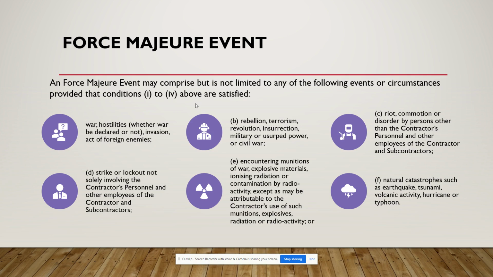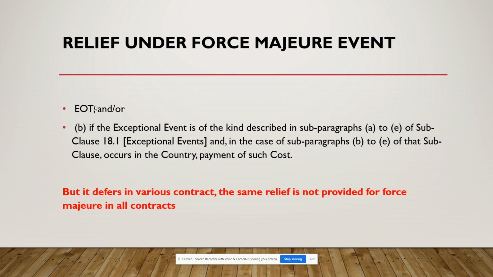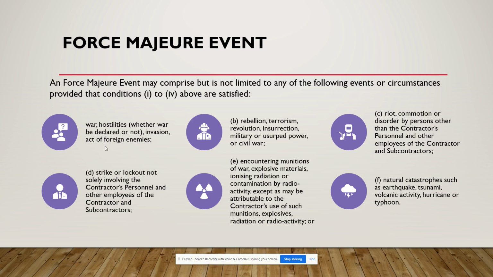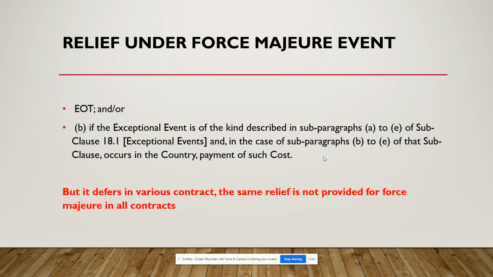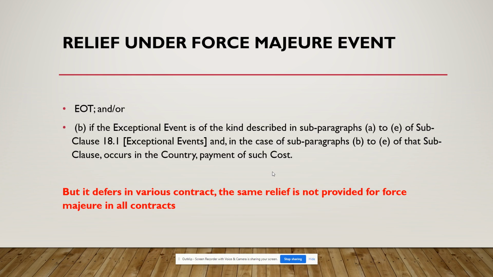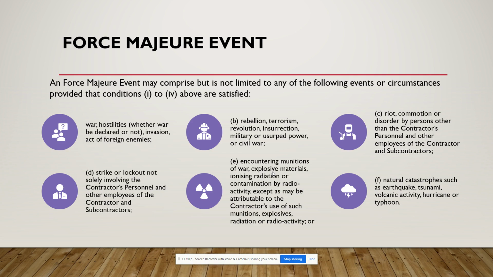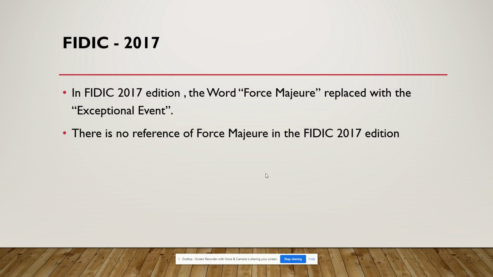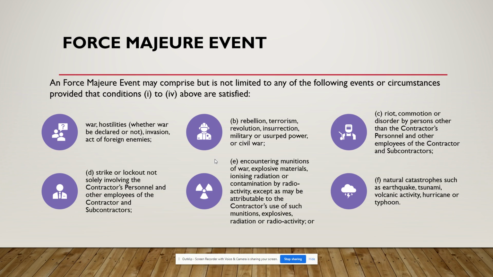So what relief can we get under the force majeure event in the FIDIC contract? You can get EOT, extension of time, if the exceptional event is of the kind described in subparagraphs (a) to (e) of sub-clause 18.1. These are the exceptional events. And in the case of subparagraphs (b) to (e) of the sub-clause, such as terrorism, riot, strike or lockout, encountering of wars or explosive material, if it occurs in your country, then only the cost will be repaid.